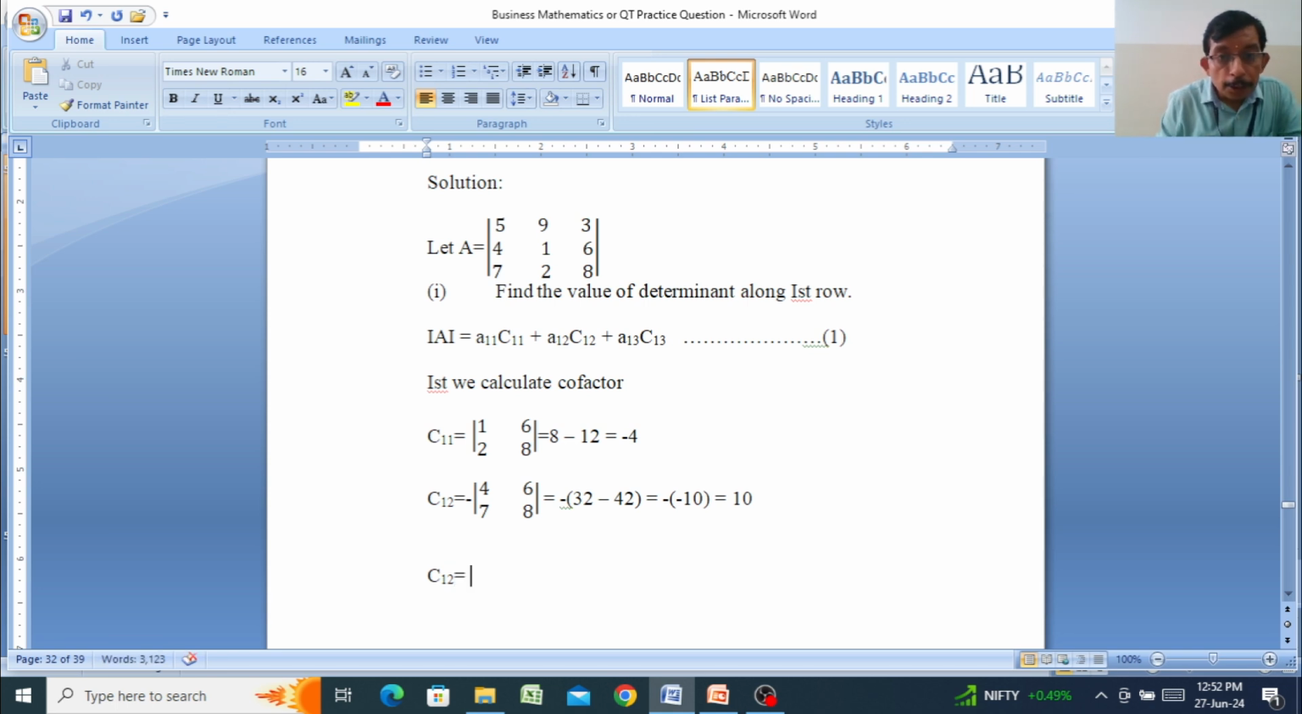The last cofactor is C13. The sum of the order is 1 plus 3, which is 4. The sign is no change in the minor. Note down the value of the minor.